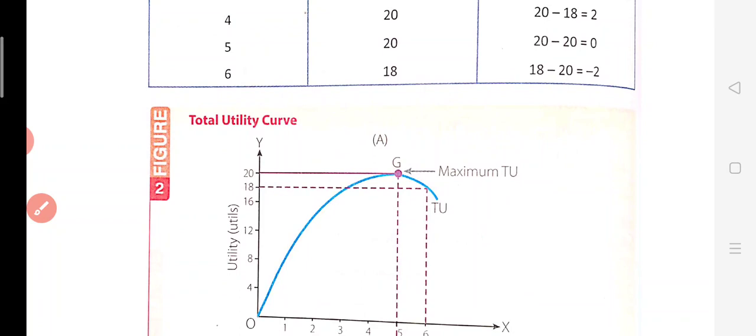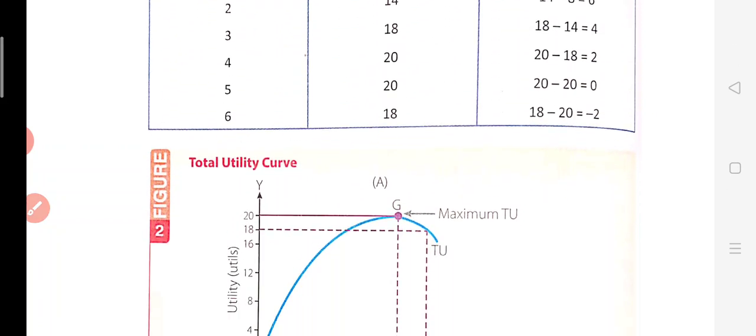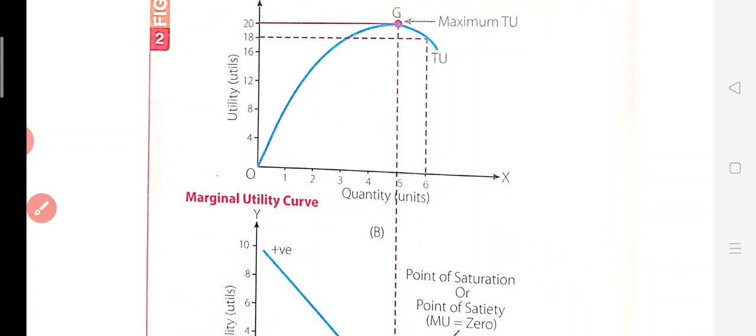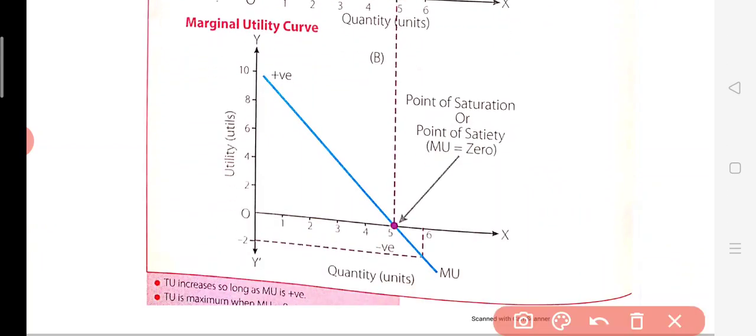So you can see that it is increasing, but the rate at which it is increasing is diminishing. So this is a line of diminishing increase, which means TU is increasing but at a decreasing rate. And what is the reason for this? Because every time you consume a cup of tea, the marginal utility or the satisfaction derived from it tends to decrease. That's why this slope is moving downwards. This downward slope tells you that MU is decreasing.